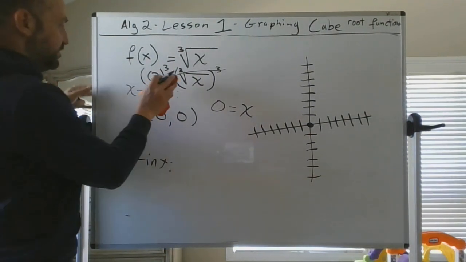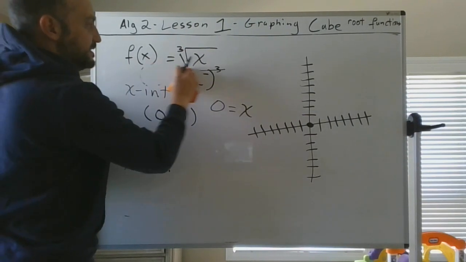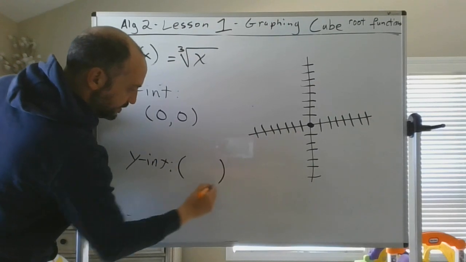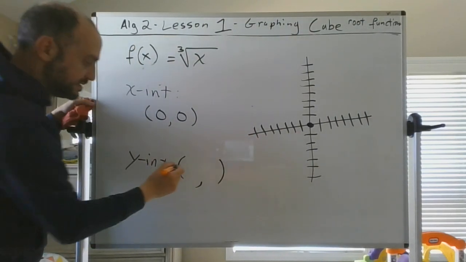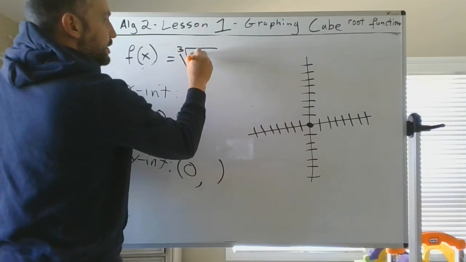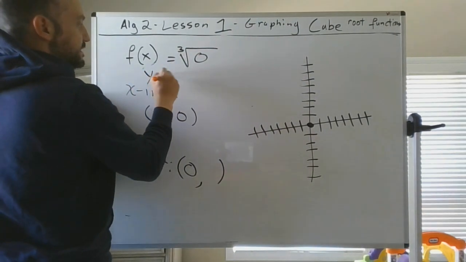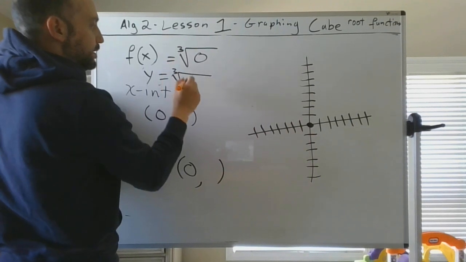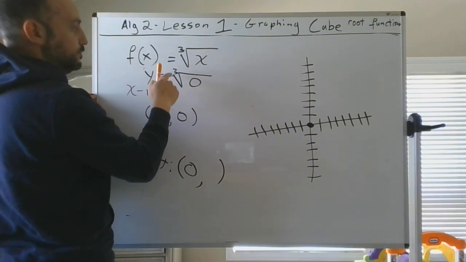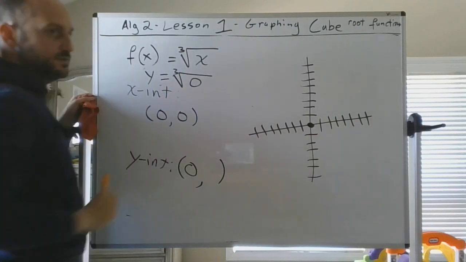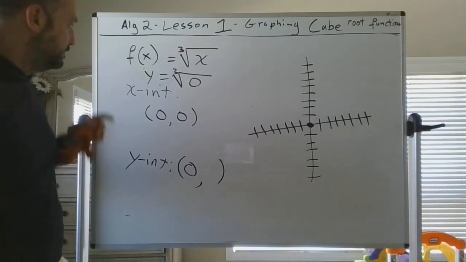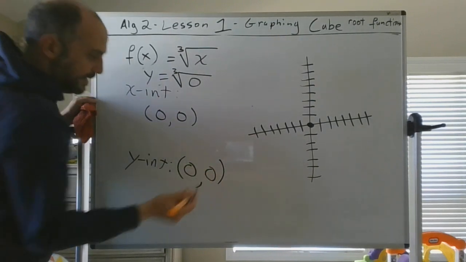But just for fun, let's make sure that is the case. So the y-intercept, we're going to make the x 0 this time. So y is equal to, you know what, let me just write it here. y is equal to the cube root of 0. Well, what multiplies with itself 3 times to give us 0? That's going to be 0. So y equals 0. Yeah, that seemed about right.